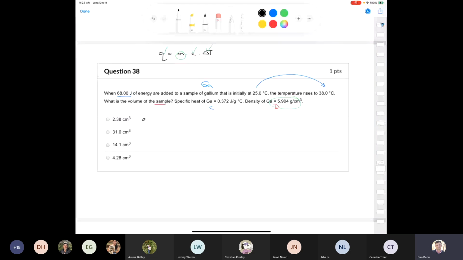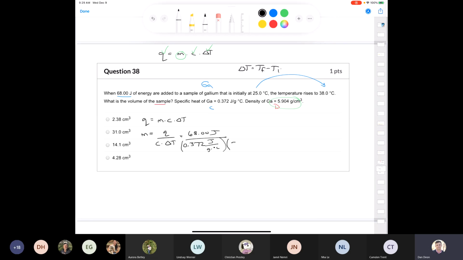So we're going to say Q is equal to mass times specific heat times delta T. Therefore, mass is going to be equal to Q, the heat, divided by C times delta T. That's going to be equal to 68.00 joules divided by our C, 0.372 joules per gram degrees Celsius. Remember, delta T is equal to T final minus T initial. So that's 38.0 degrees Celsius minus 25.0 degrees Celsius, 13 degrees Celsius.